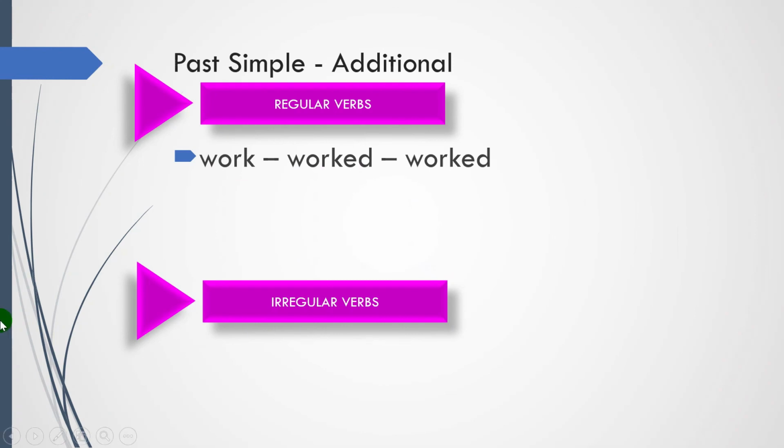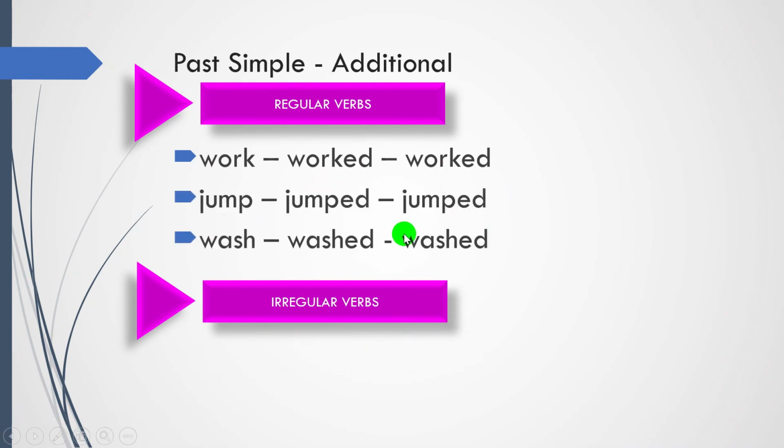These are some examples: work, worked, worked; jump, jumped, jumped; wash, washed, washed. Yeah, for this one you just need to add ED. This one does not end with E, so you add ED. Remember, this is only for regular verbs. And for regular verbs, the second verb and the third verb are all the same.